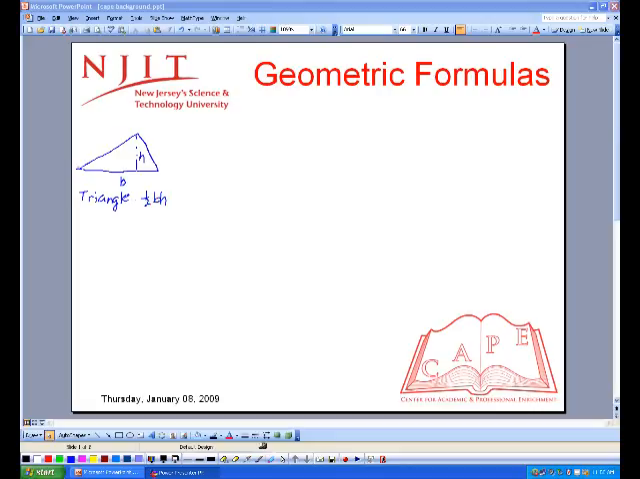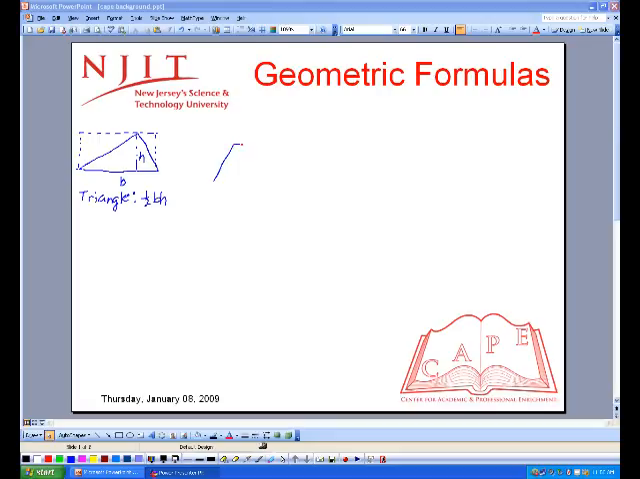Now you can think of it as being inside a rectangle of the same length and the same height. So a rectangle of length b and height h would have the area b times h, and a triangle inside this rectangle will always have half of its area. So that's why it's 1/2 base times height.